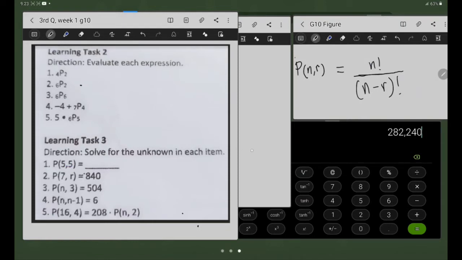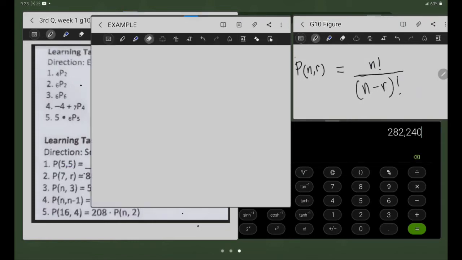So, ito, meron tayong example. So, this is equal to n. Ang n natin is equal to 6. Yung r natin is equal to 6. So, n is 6, r is equal to 6.